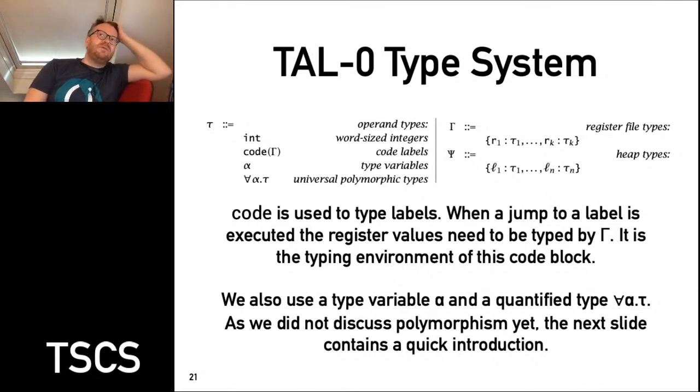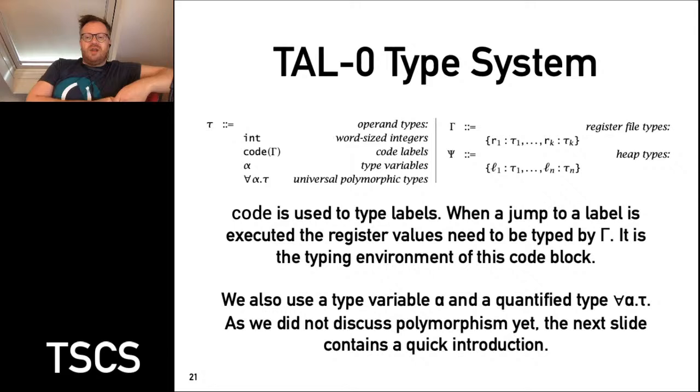Remember our example before where we used register 1 and 2 as if they were already initialized. This of course has some implications to the typing of the register file as well. So coming to this alpha, this is a type variable, and this is a so-called quantified type.